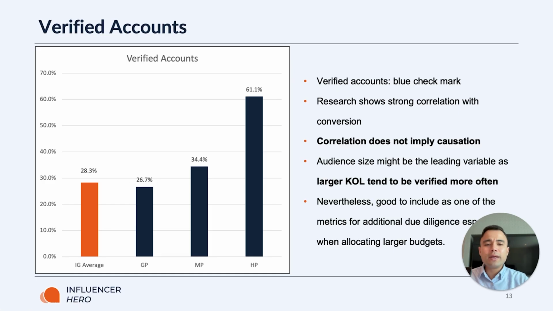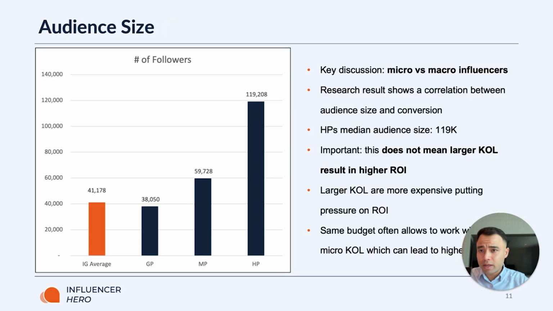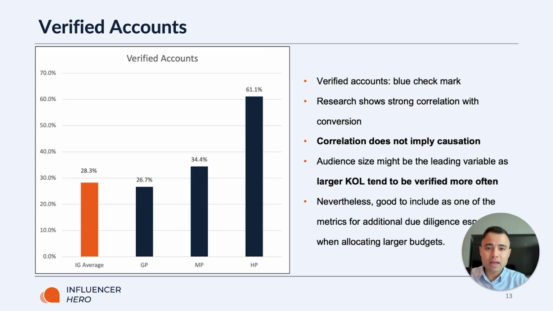So now here it's important, right? Correlation doesn't imply causation. You don't know if the verified accounts are actually leading to higher conversions, because what could be the case is that the underlying factor is audience size, because larger influencers tend to have more verified accounts. And we saw in the previous one, audience size, right? They tend to perform better. So maybe that's the underlying metric which actually influences conversion. We don't know, but just take that into account, right? It doesn't hurt to take that into account in your search and use it as well.